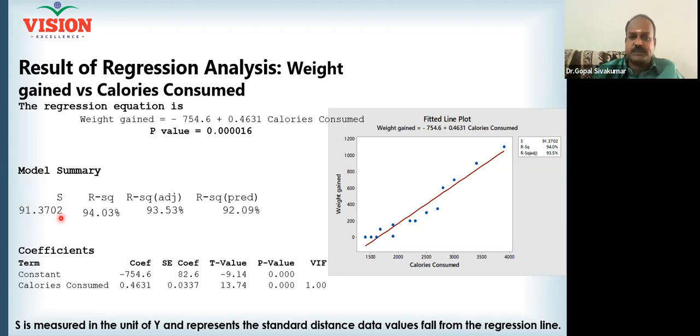So S is included in your model summary, and the goal in any regression equation is that S should be as small as possible. And R square, our goal should be maximum. If R square is maximum, let us say R square is more than 80%, that means you can say the number of factors considered are sufficient.